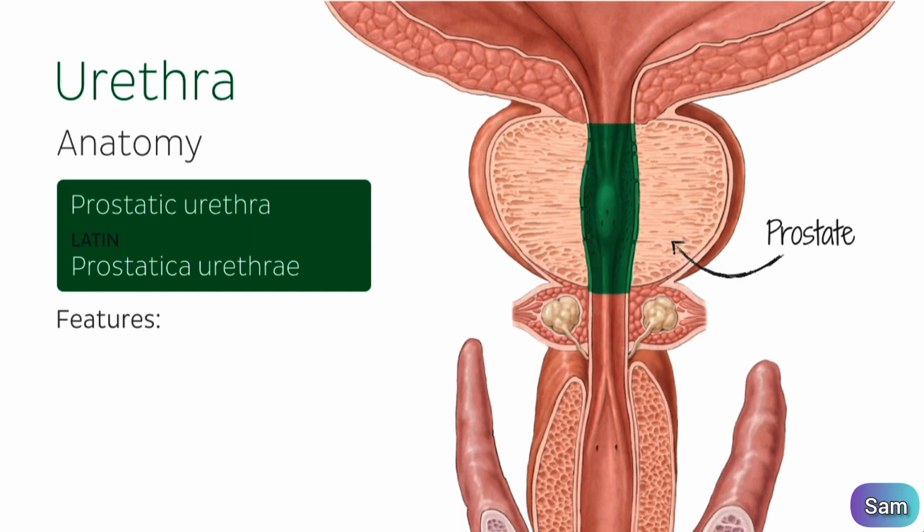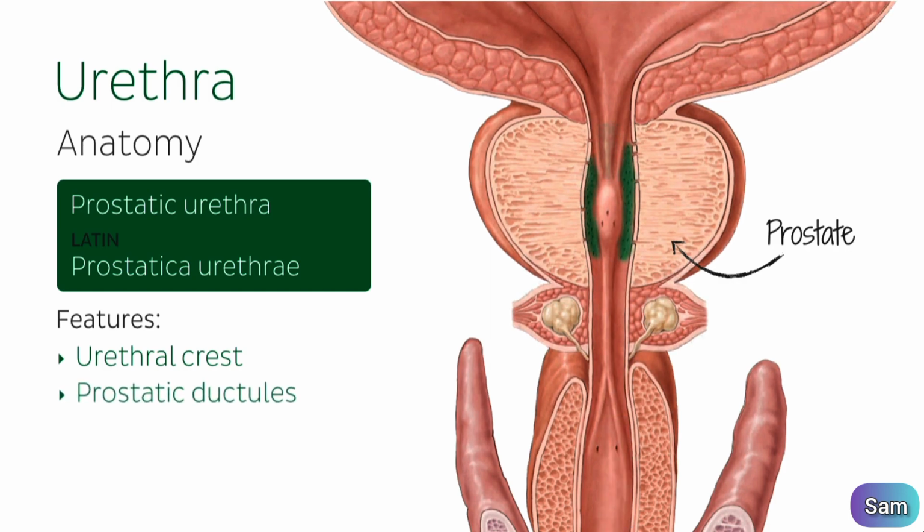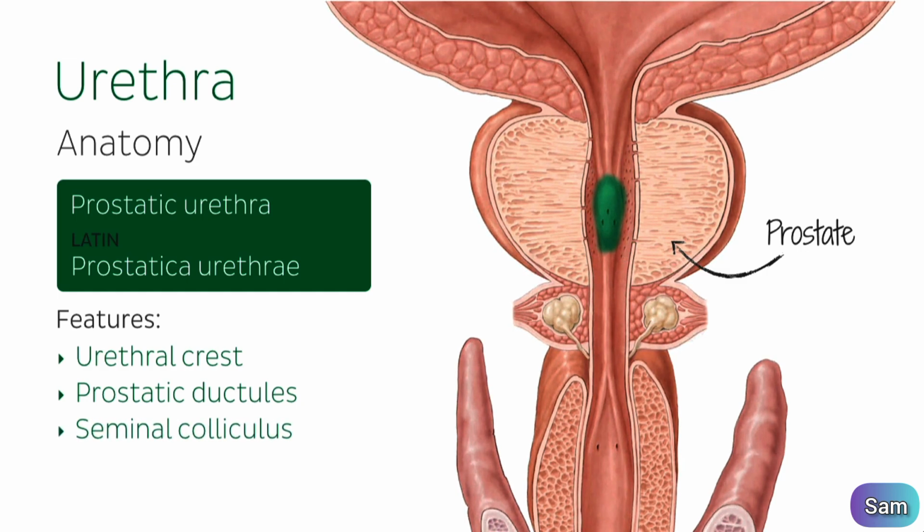The first of which is an elevation called the urethral crest. This elevation is where the prostatic ductules open up on either side, bringing prostatic fluid into the urethral lumen. Just inferior to this, there is another rounded elevation called the seminal colliculus, which is the point where the ejaculatory ducts open up into the prostatic urethra.